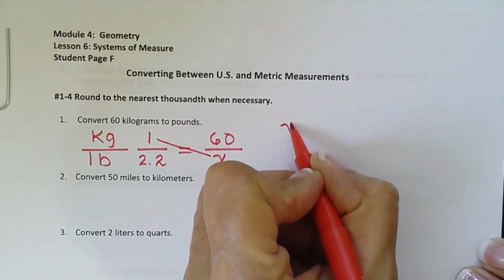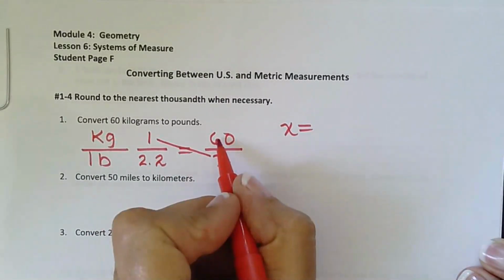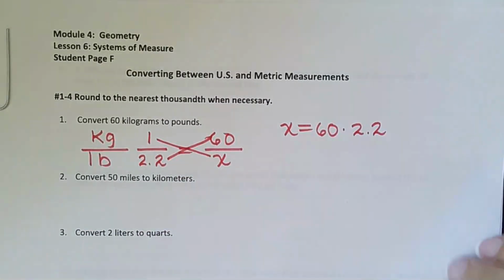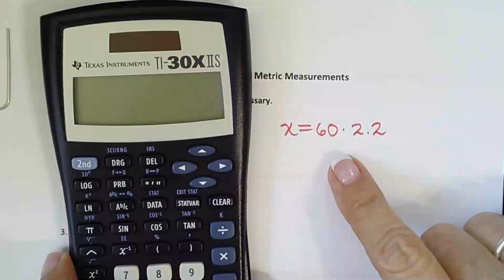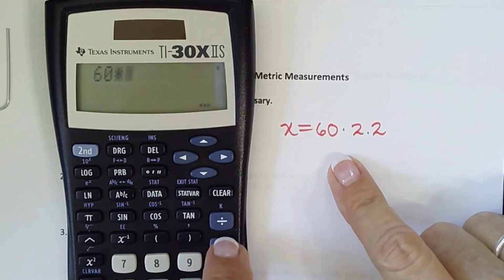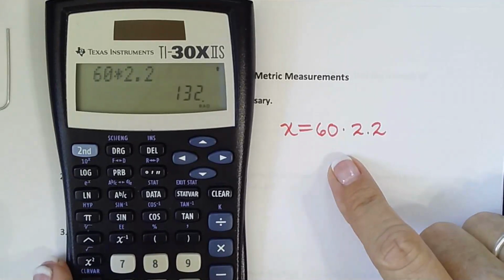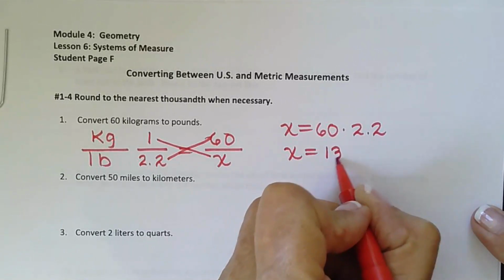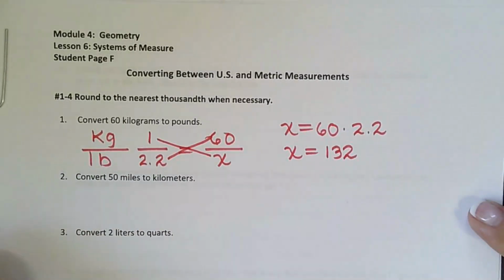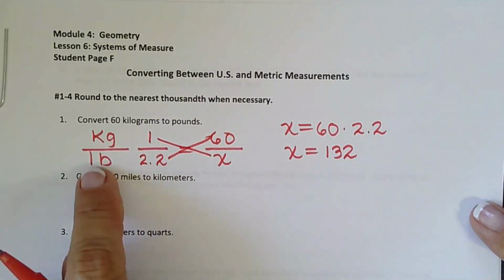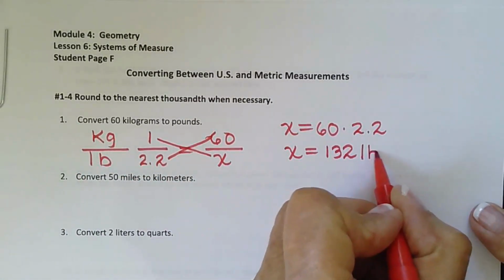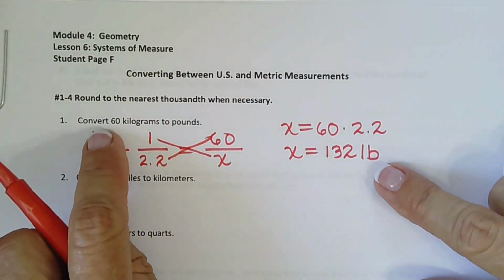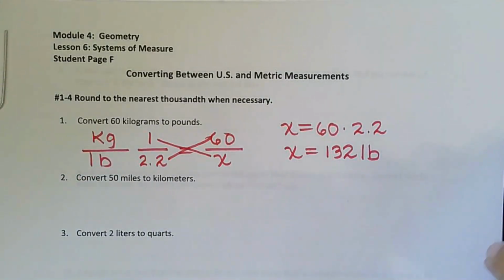So 1x we know is just x, and then this is 60 times 2.2. And that's what we'll have to type in our calculator or do by hand, whichever you prefer. So 60 times 2.2, 132. And just like in the first 2 sections, your last step is always to label your answer. So X is in the pounds column. So if you weigh about 132 pounds or 130 pounds, that means you're about 60 kilograms.